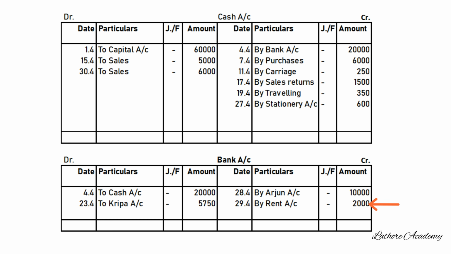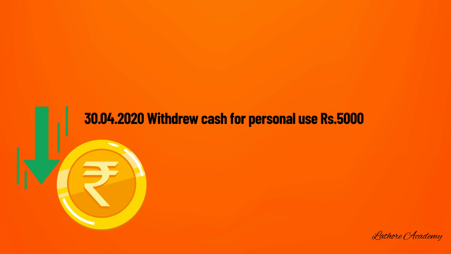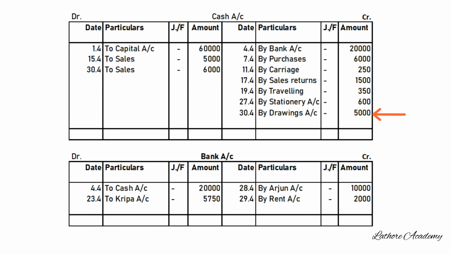Moving on to the next transaction, on 30th April 2020, withdrew cash for personal use 5,000 rupees. So the journal entry here will be drawings account or capital account debited to cash account, and accordingly while posting on the credit side of the cash account, we have to mention by drawings account.